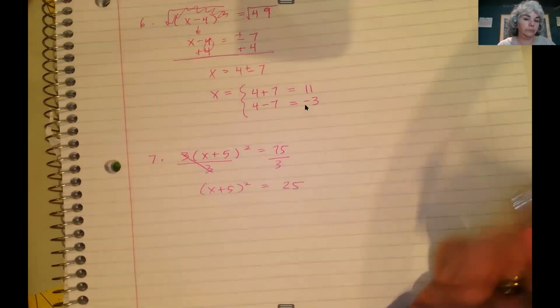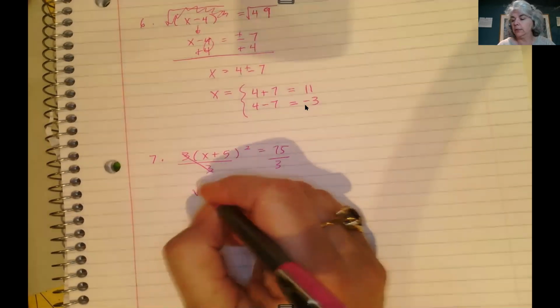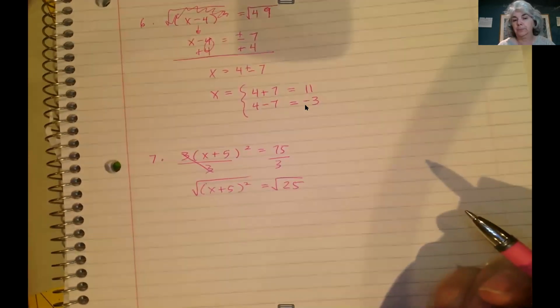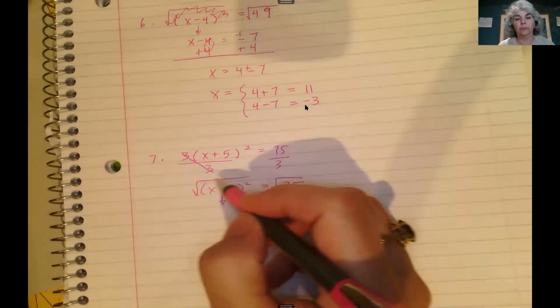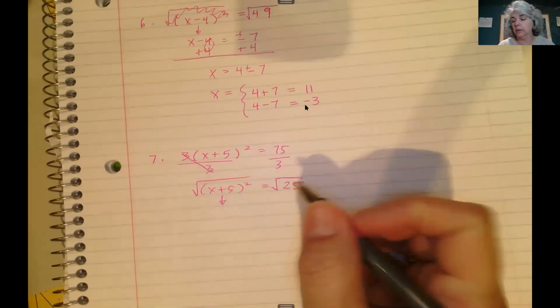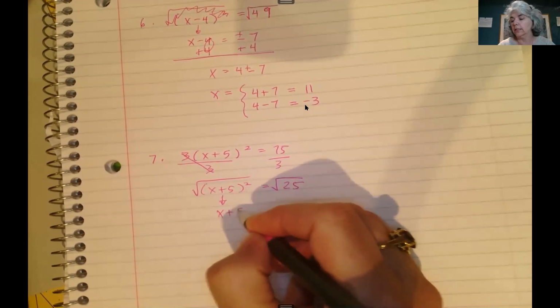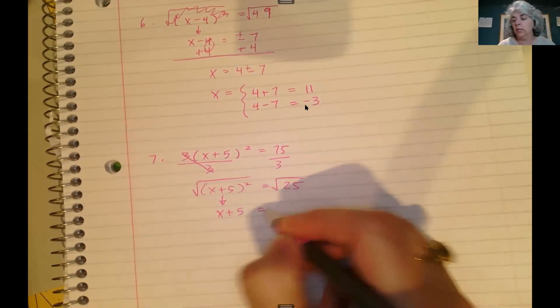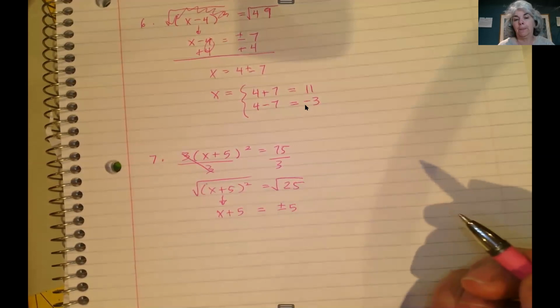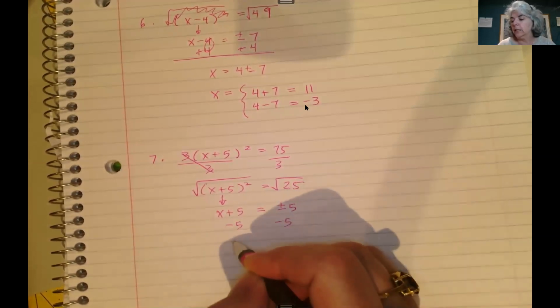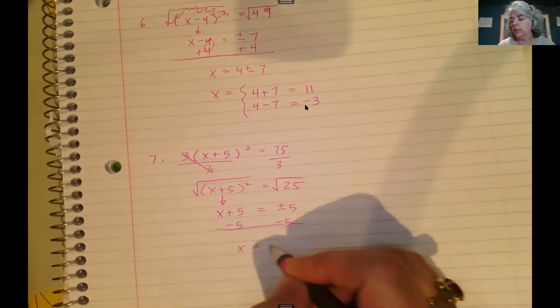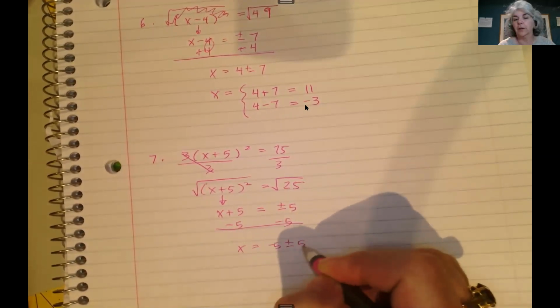And now I have the squared term by itself, so I'm going to take the square root of both sides. Remember, this just brings it down. The square root and the square disappear. And so then what I have left is x plus 5 equals plus or minus 5. Last step, subtract 5. And I can write x equals negative 5 plus or minus 5.